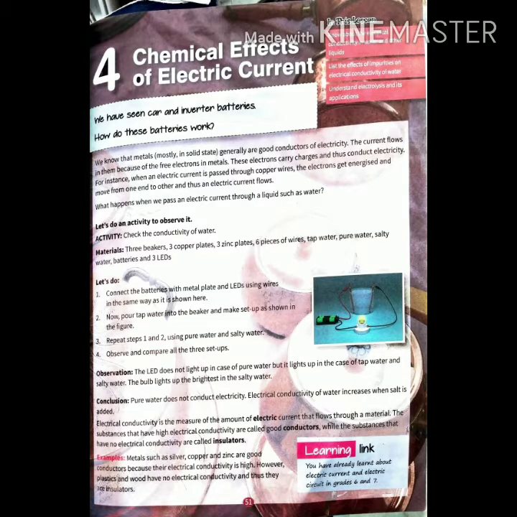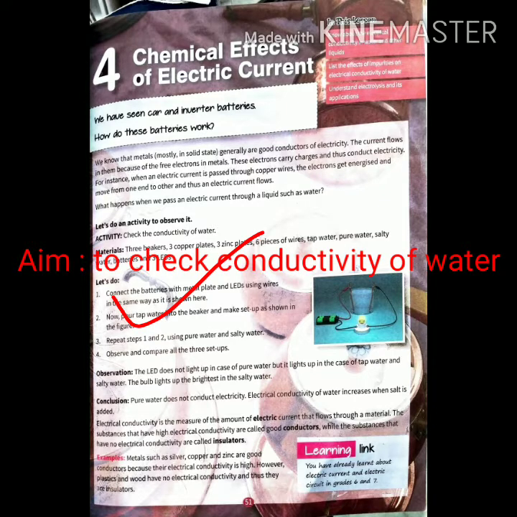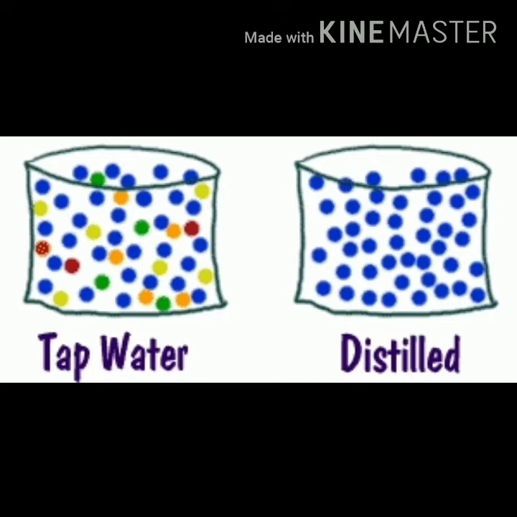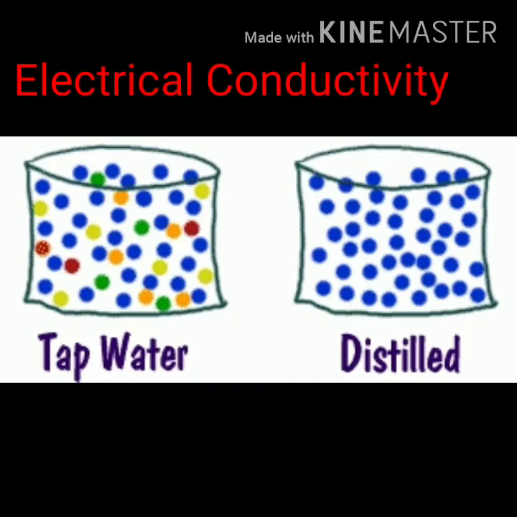Next we discussed the activity, which has the aim to check the conductivity of water, and in this activity we concluded that tap water or salty water has good electrical conductivity, but on the other hand distilled water or pure water is a poor conductor of electricity. This is because tap water or salty water has ions which can carry the charge. Thus, it is a good conductor of electricity. But distilled water or pure water does not have ions which can carry the charge. Thus, it is a poor conductor of electricity.